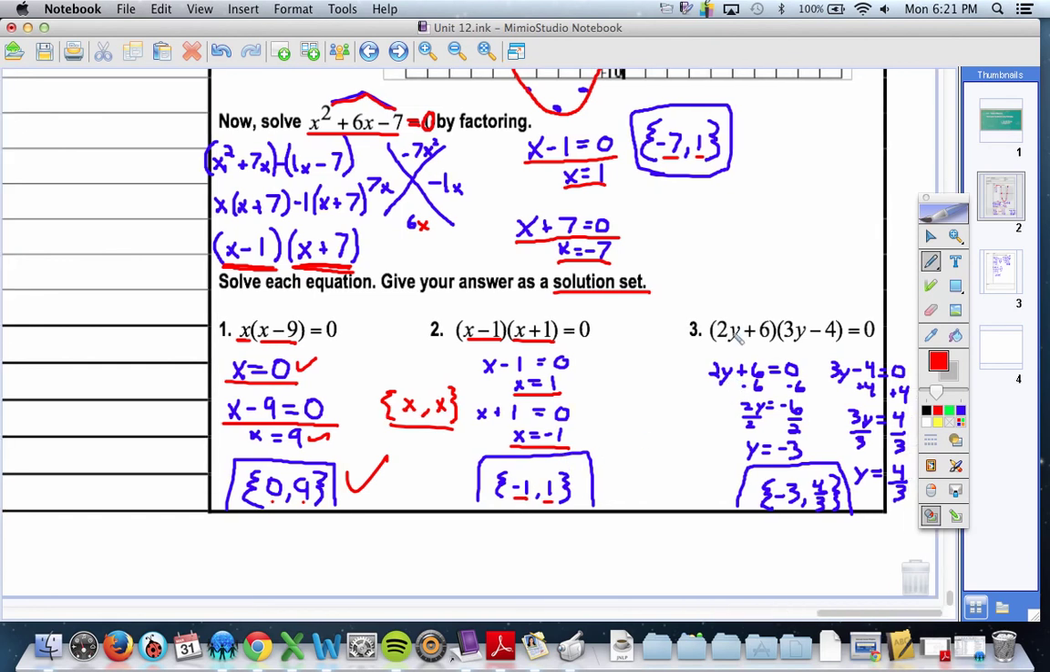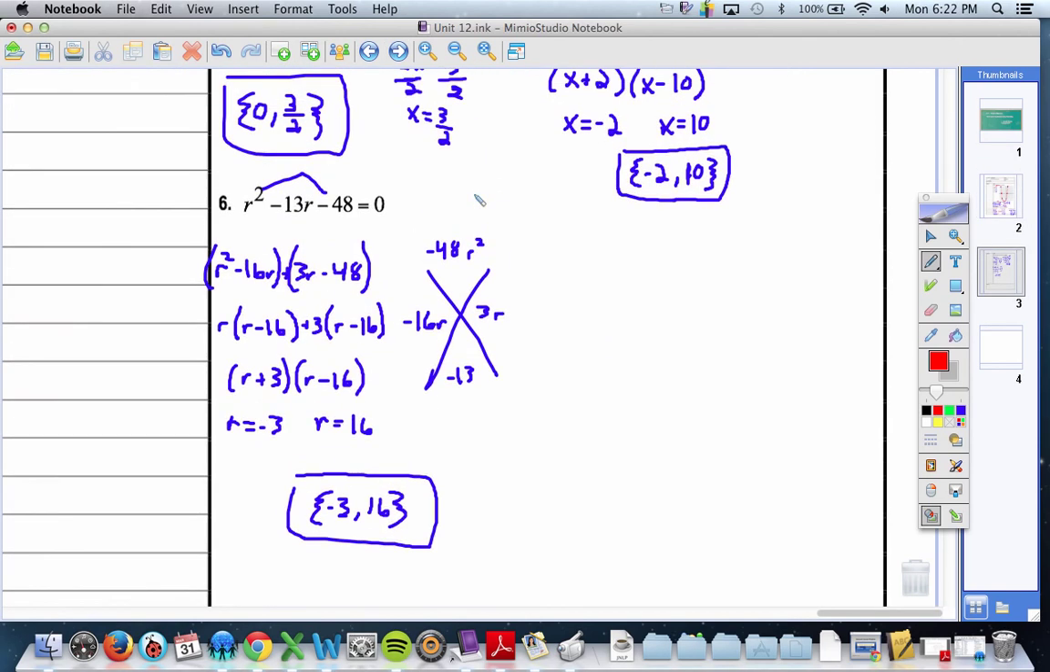Number 3, same type deals. Set this factor equal to 0. You can see the work I did. I subtracted 6, then I divided by 2. I ended up with y equals negative 3. The other one, we have 3y minus 4 equals 0. Added 4 to both sides, divided by 3, I ended up with 4 over 3. So if I took negative 3 and 4 over 3, that is my solution set. Put it in brackets, you got your answer.